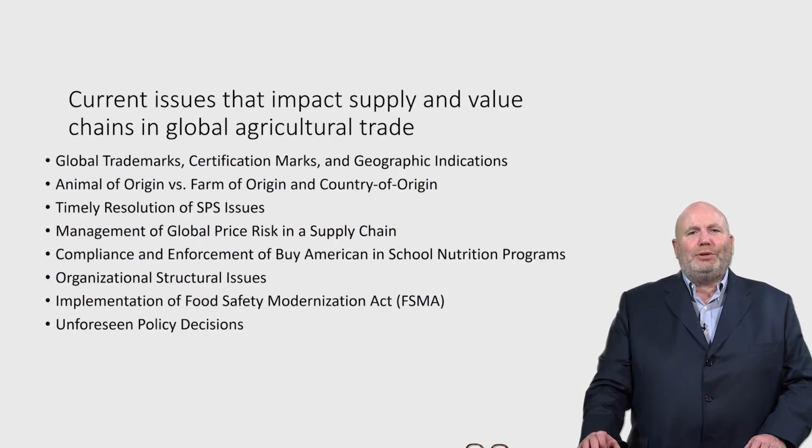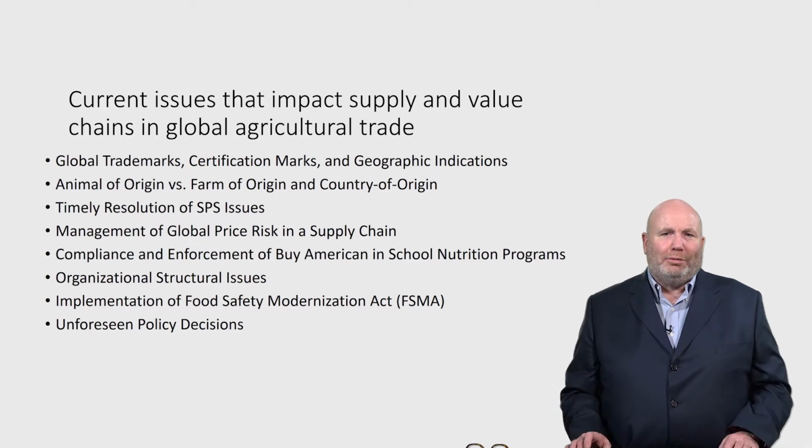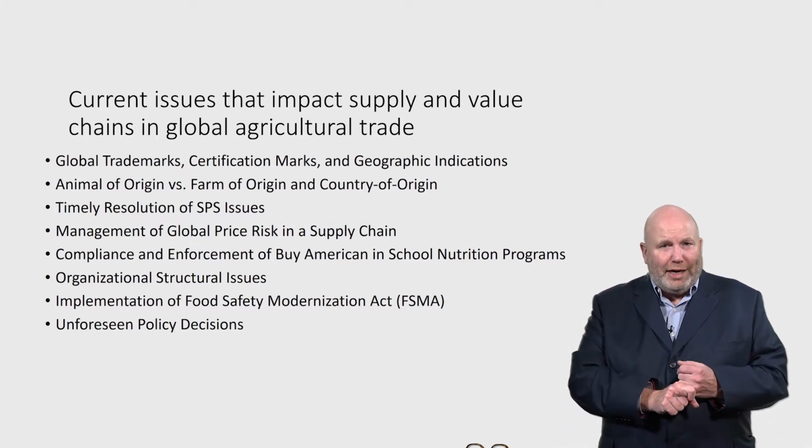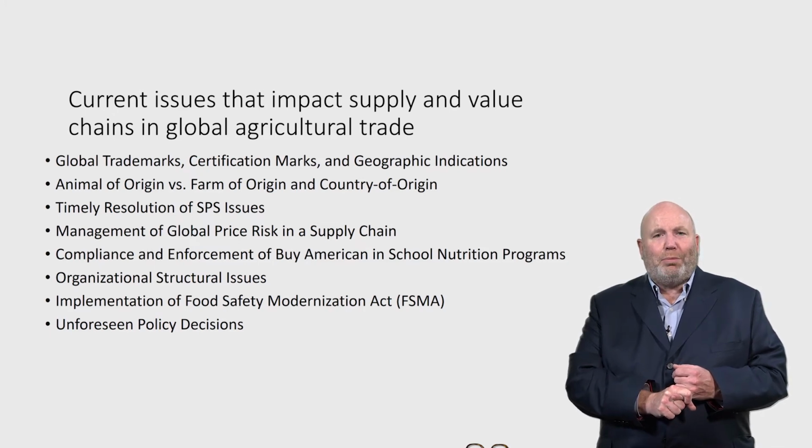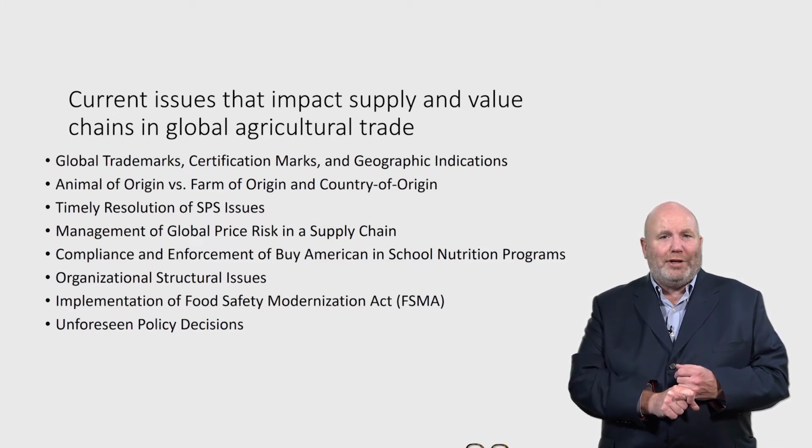What are some current issues that impact the supply and value chains in global agricultural trade? Global trademarks, certification marks, and geographic indications. The Digital Media project you're doing for this class is taking one of these particular products and analyzing it.